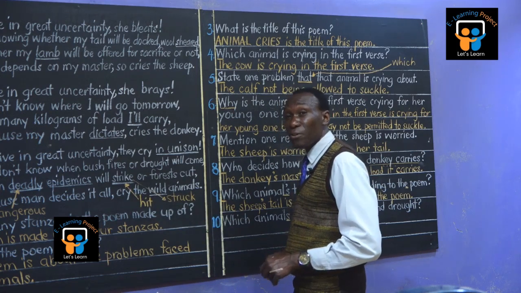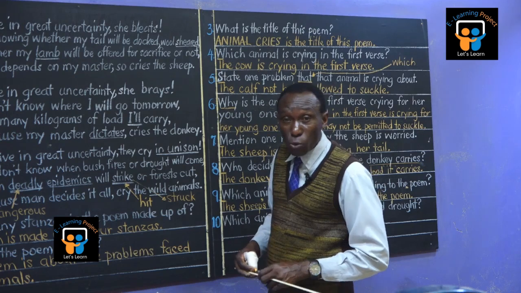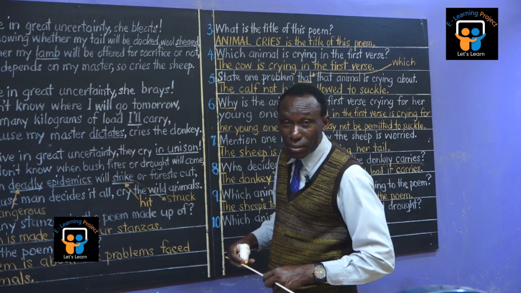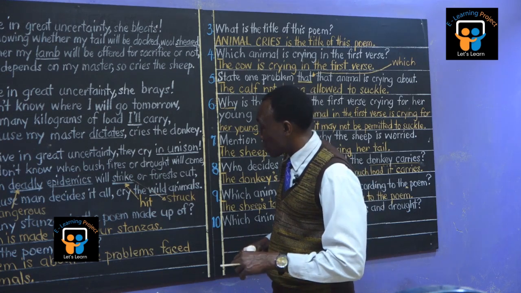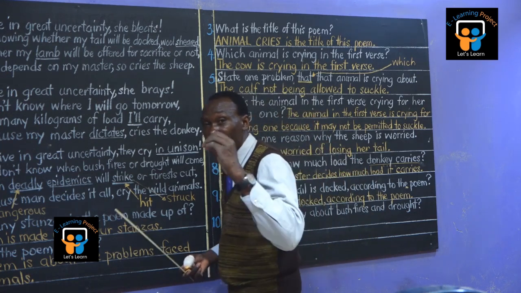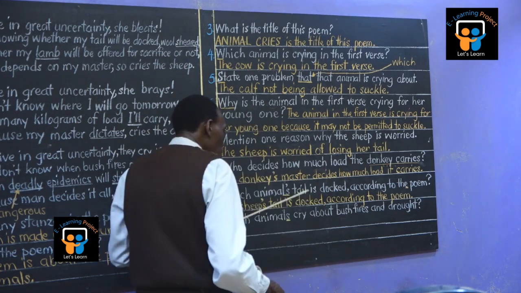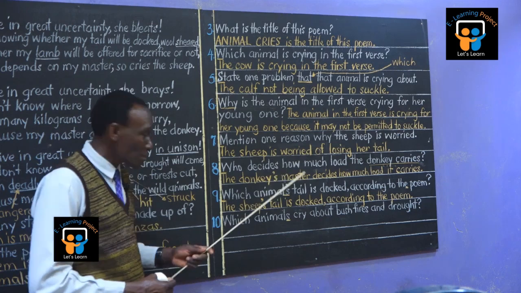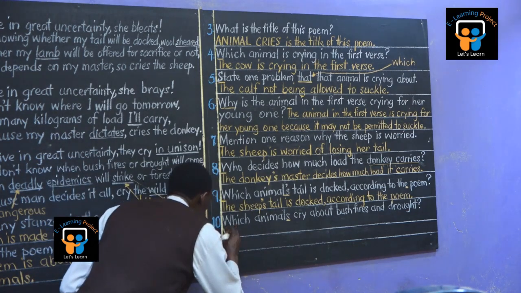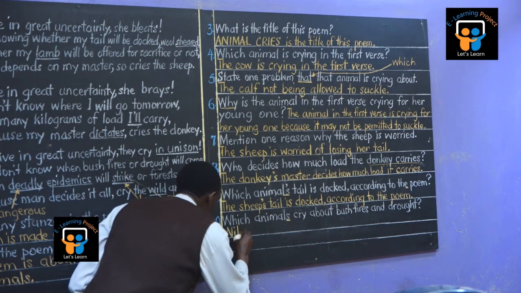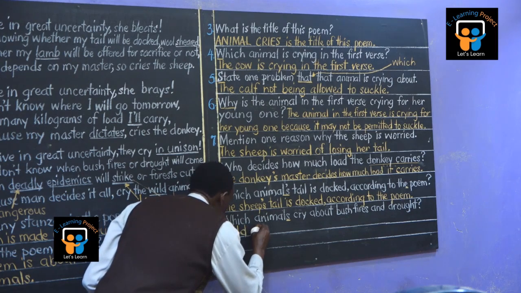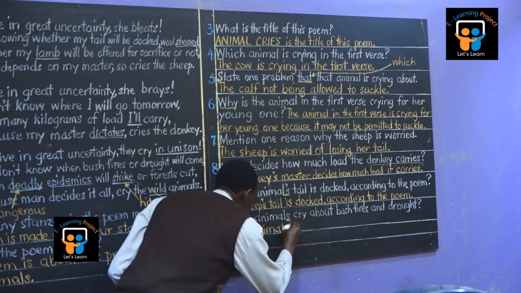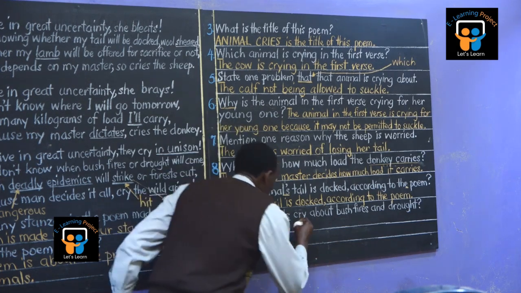Which is the skeleton of the answer? Is it domestic or wild animals? Yes, Nakaiza? Yes, wild animals is the answer. So our answer must have wild animals. Which animals cry about bushfires and drought? So, Nakaiza, form the answer. Wild animals, thank you, dear. Wild animals cry about.